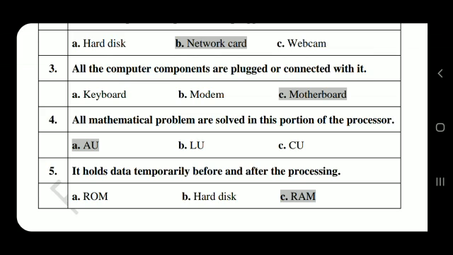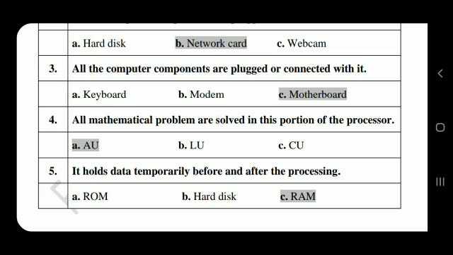Number 3, all the computer components are plugged or connected with it. Through which can we plug or connect different components? Keyboard, modem or motherboard. Yes, motherboard is the correct answer. Number 4, all mathematical problems are solved in this portion of the processor. AU, LU or CU. The correct answer is arithmetic unit. We can solve all mathematical problems in the arithmetic unit.